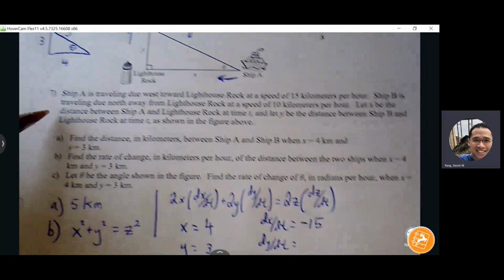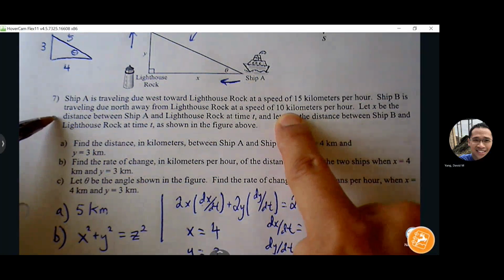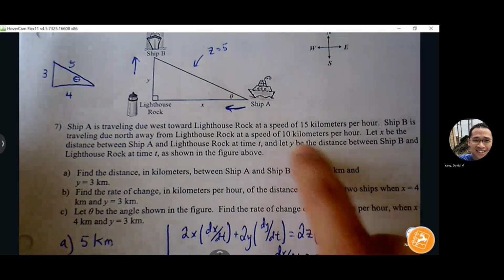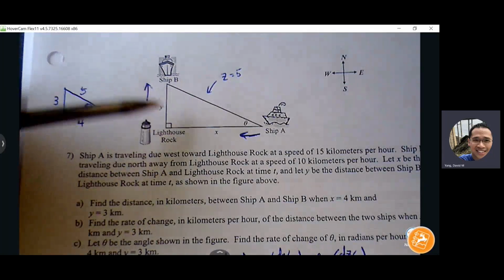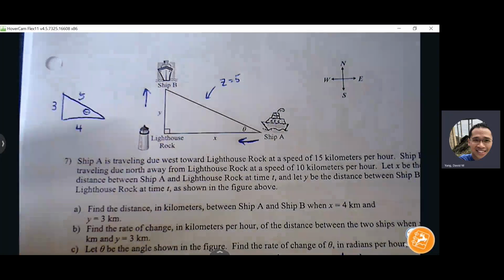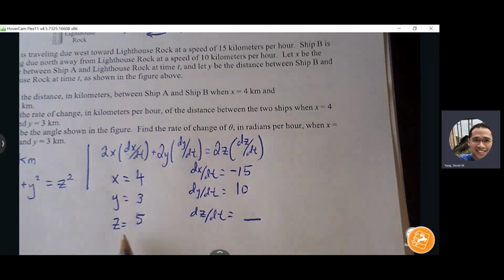Ship B is traveling north, away from the lighthouse, at a speed of 10 kilometers per hour. So what can we do there? 10 is what? dy/dt, positive or negative? Positive, okay. Not because it's going north, but the more important thing is that the distance from ship B to the lighthouse is increasing, right? So represent that. Okay, we already did the Pythagorean theorem to find Z, so now we just put everything in and solve for dz/dt.